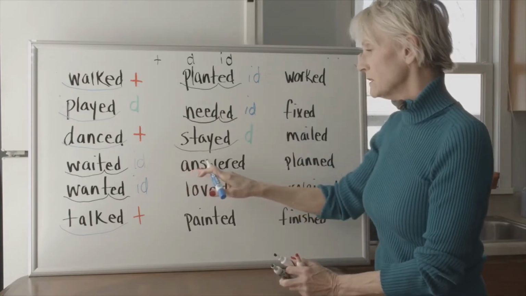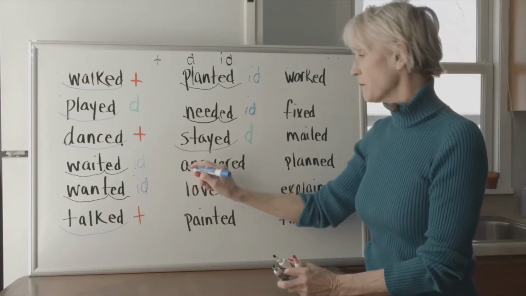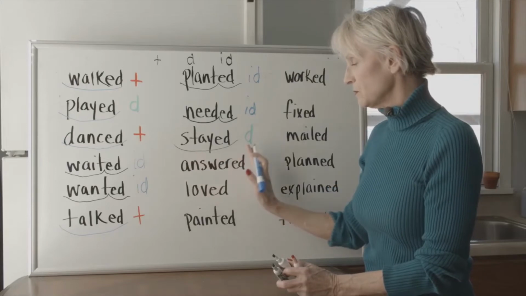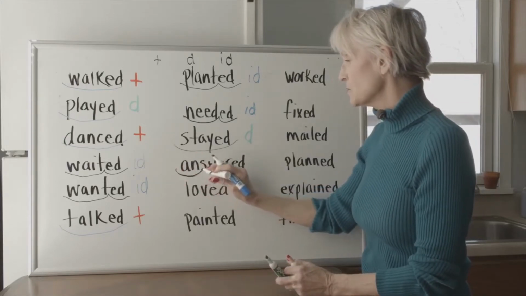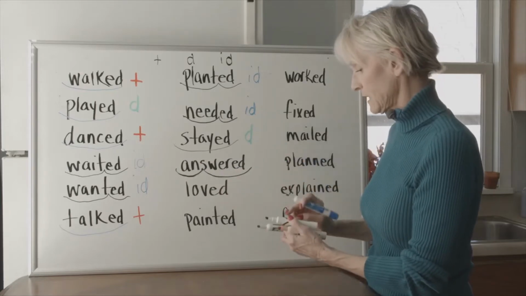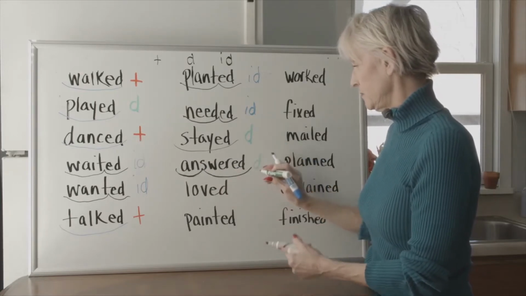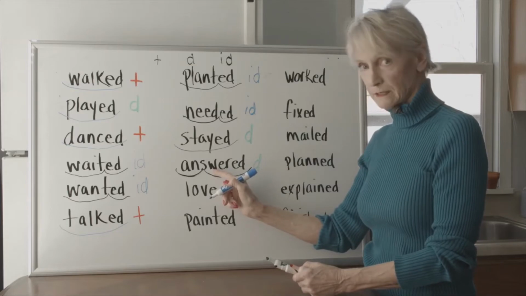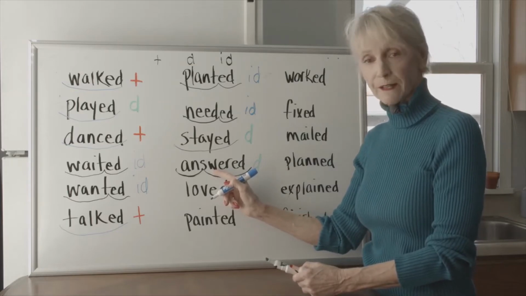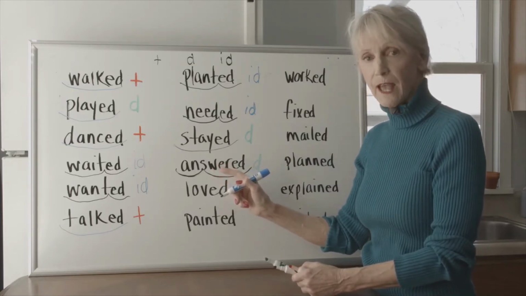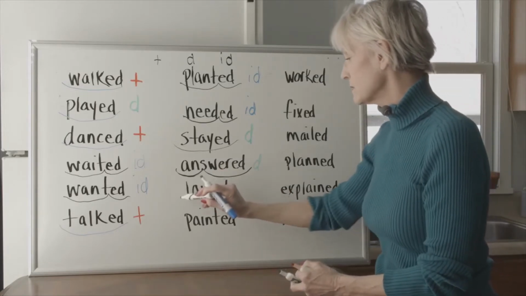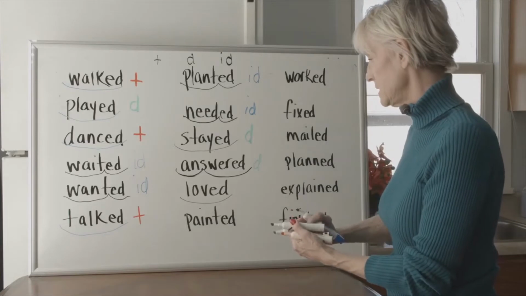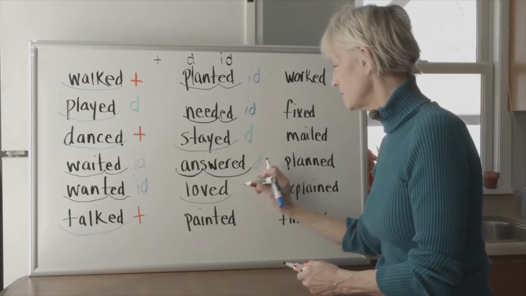Answered. The first syllable is here. So even though this is two syllables, this is not. So answered would be answered, and it sounds like a D. Notice the W is silent. You don't hear the W. It is not answered. It's answered. Loved, one syllable, and it's a D. Loved.